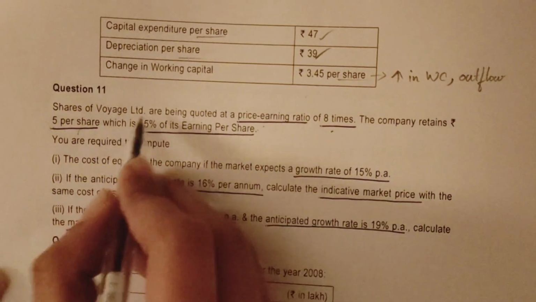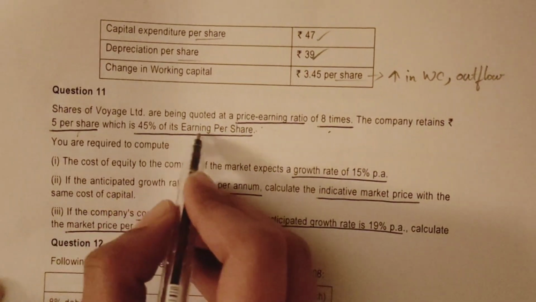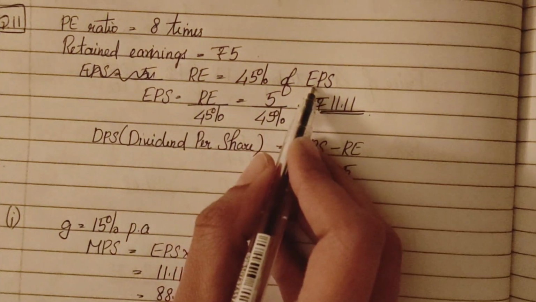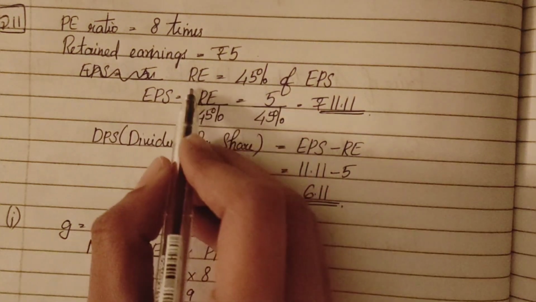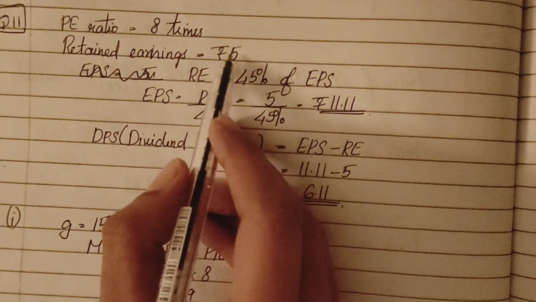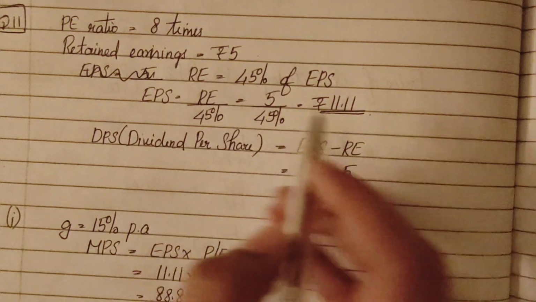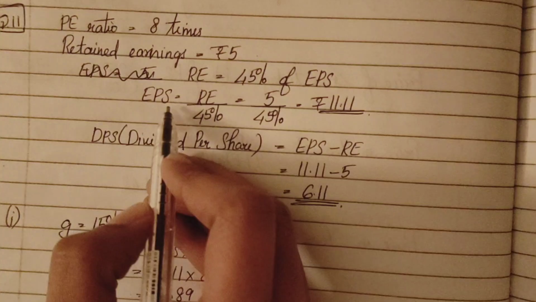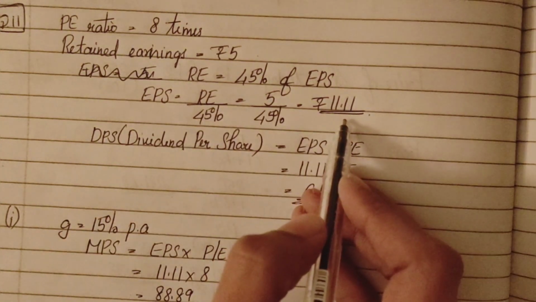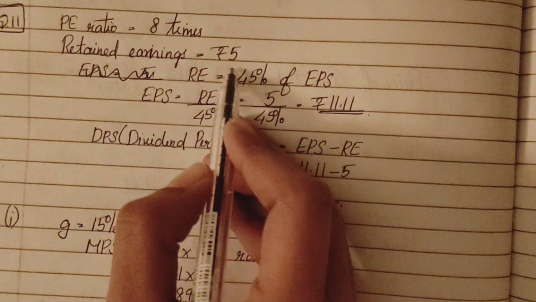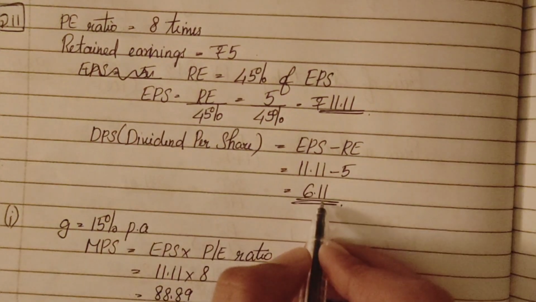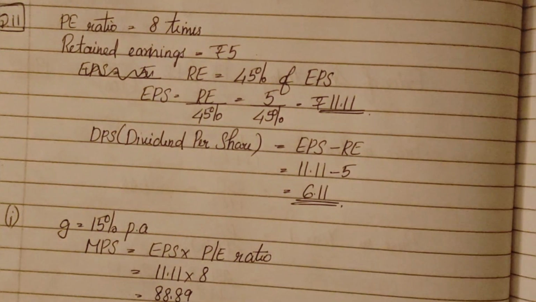Then retained earnings is equal to 45% of EPS. So EPS will be retained earnings divided by 45%. 5 divided by 45%, 11.11 will be the earnings per share. So out of this earnings per share, 5 rupees is retained. So balance will be dividend per share 6.11.